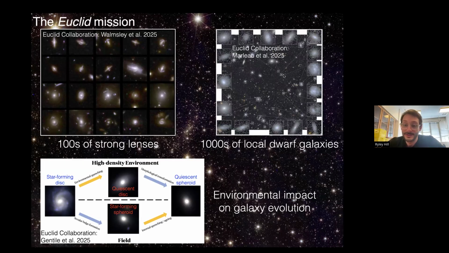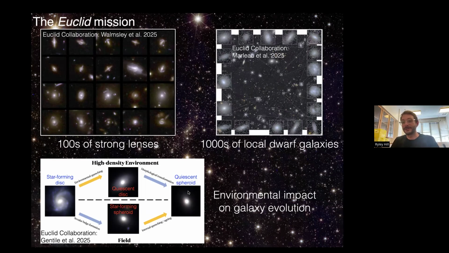There have also been thousands of local dwarf galaxies discovered in these Euclid images, which you couldn't see in previous optical imaging because you really need to be sensitive to low surface brightness, and dwarf galaxies are inherently low surface brightness objects.